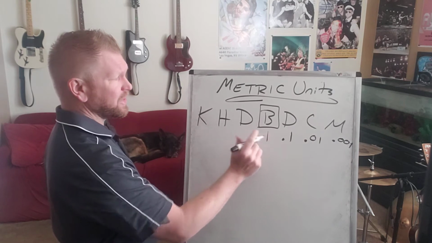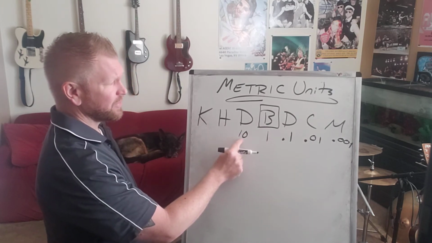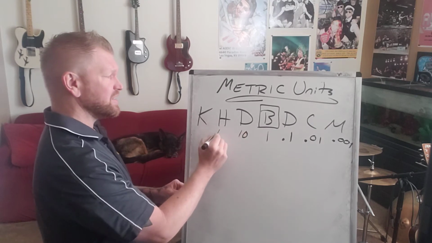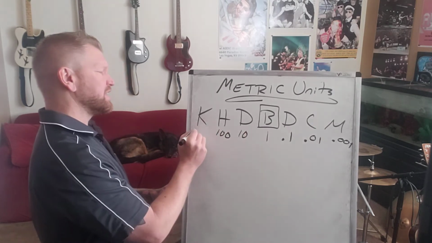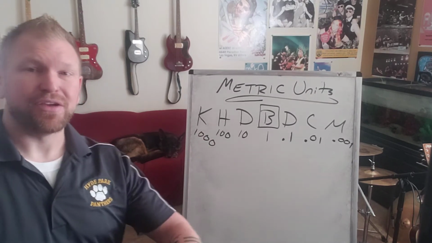If this is the ones place, this would be like the tens place. It takes 10 of these to build one of these. And it takes 10 of these to get one of these. This is like the hundreds place. And the kilo is like the thousands place. So it's just like the place value.